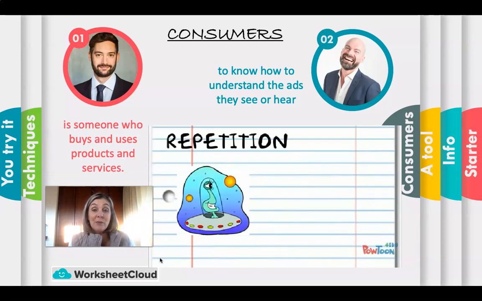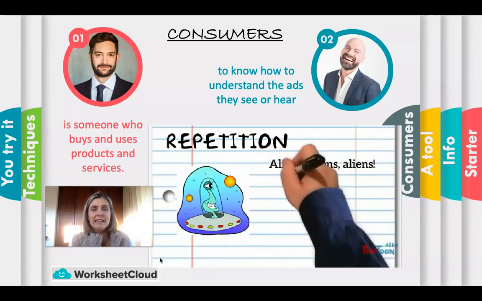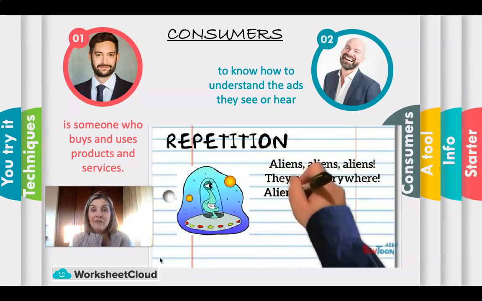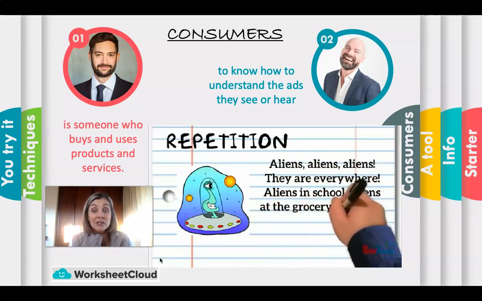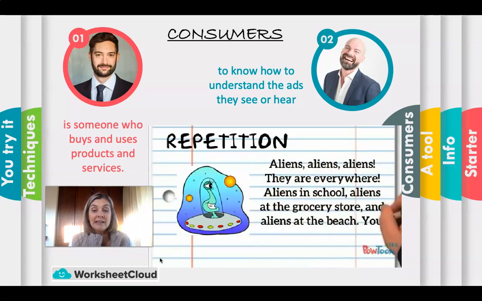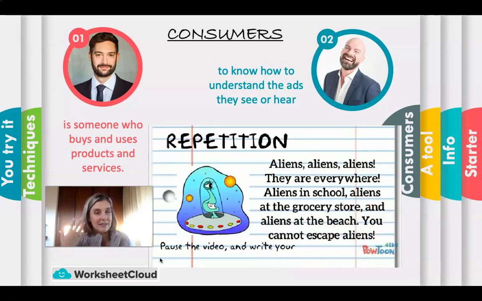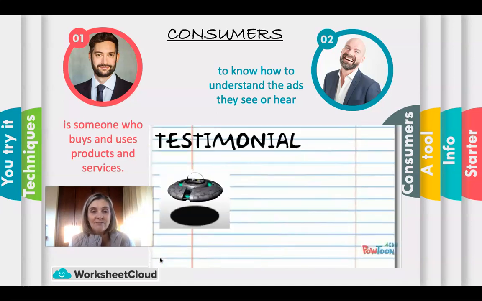The next one, repetition. Remember those jingles? Aliens, aliens, aliens. They are everywhere. Aliens in schools, aliens at the grocery store, and aliens at the beach. You cannot escape aliens. So getting that stuck into your head. Repetition is an easy one, like alliteration.